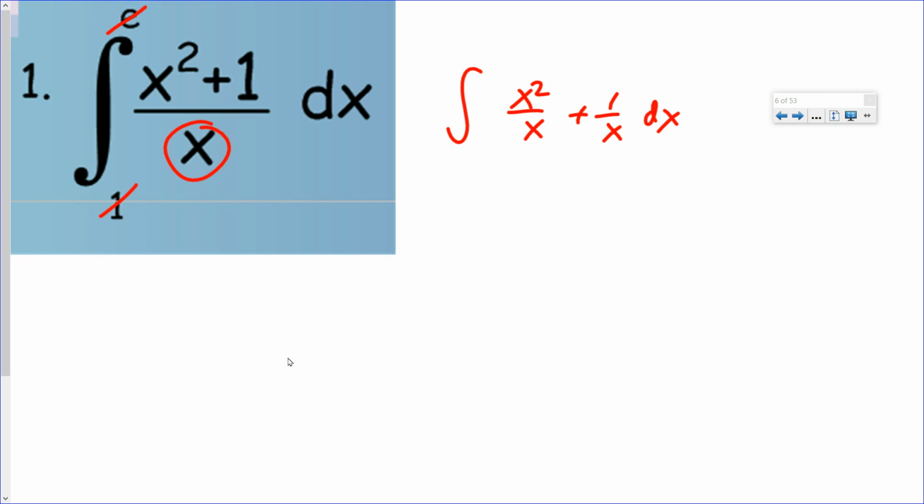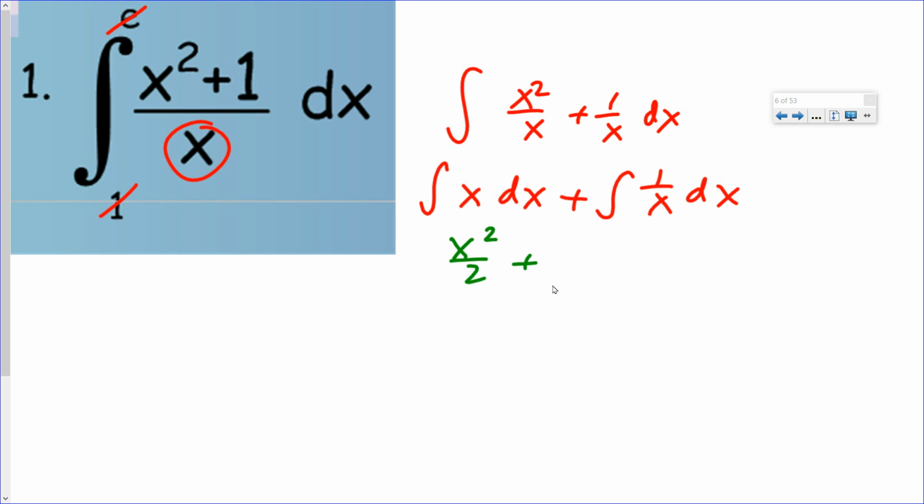Okay, so we're going to split this up with a common denominator. And do you see that you get to do two problems? So that one problem is x dx, and the other problem is 1 over x dx. You guys see that? All right, what's the integral of x dx? X squared over 2. What's the integral of 1 over x? Ln of the absolute value of x, right?